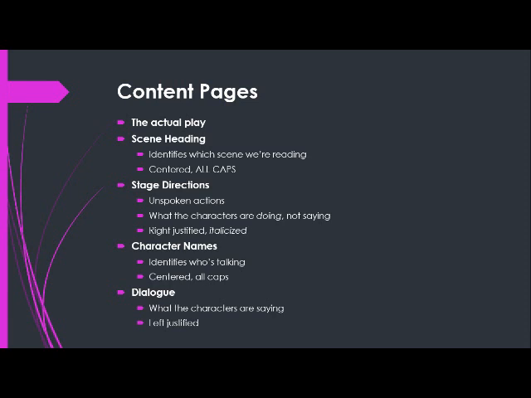Character names let the reader know who's talking, and they also make it easier for actors to know when they have their next line, to find when they have lines. So we put them on a line by themselves, centered in all capital letters, and then their dialogue, which is what the characters are saying, goes on a new line directly underneath the character names, and those are left justified.